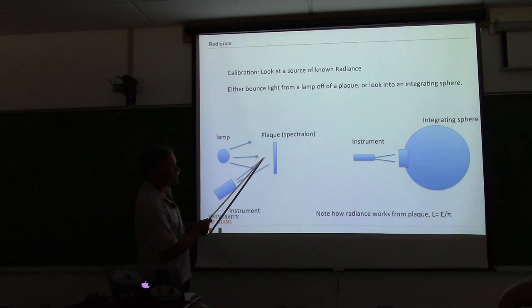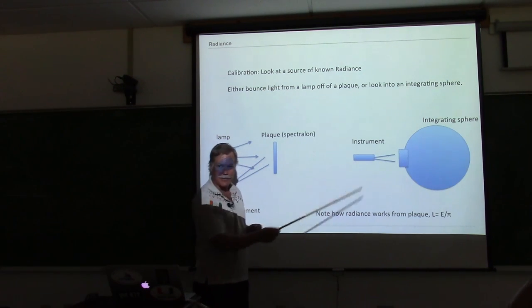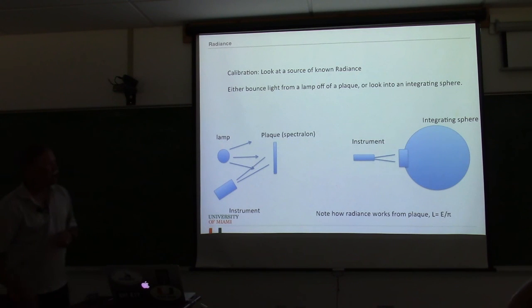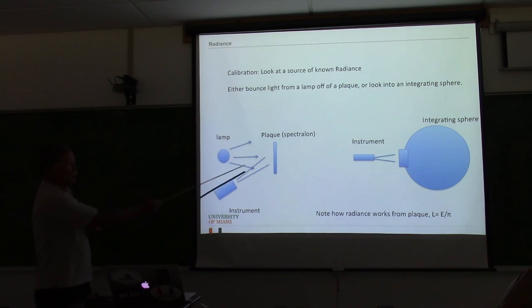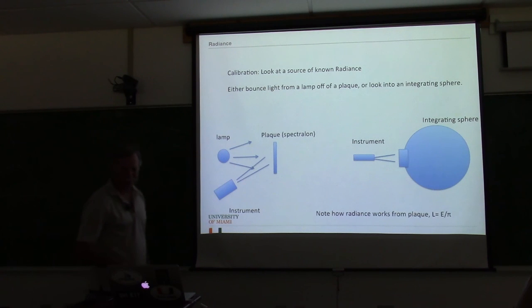In general, most people are going to go this way. Very few labs are set up to be able to do that. I have an integrating sphere in my lab, a 1 meter integrating sphere, a beautiful sphere, and I've never gotten to calibrate it at NIST because it's just too much. I do the radiance calibrations this way.